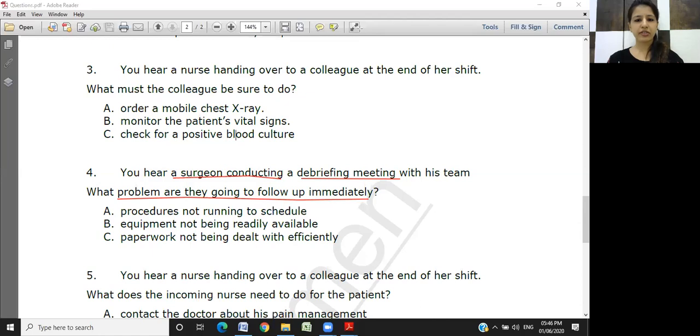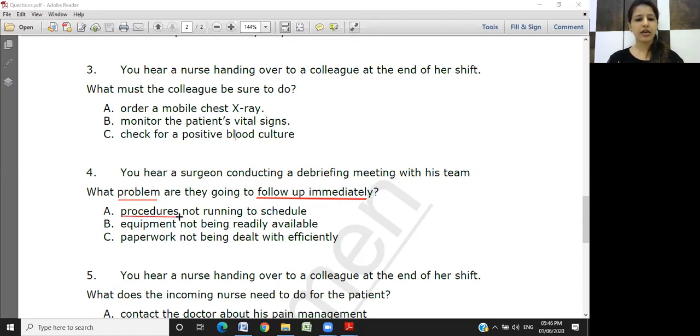Okay, so my keyword here is what problem are they going to follow up immediately? So immediately is my keyword. What is something that has to be addressed urgently? Okay. Now, whenever you are trying to highlight keywords from the answer choices, always be careful about words that are negative, that are words that are extreme, and blanket words. So here you can see all of them are negative.